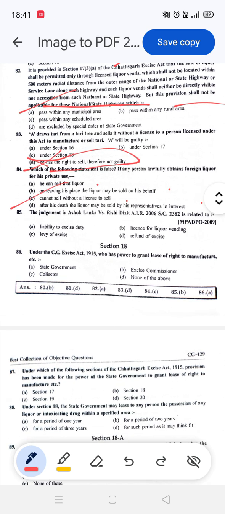Question number 85. The judgment in Ashok Lanka versus Rishi Dixit 2026 SC 238382 is related to license for liquor vending. Question number 86. Under the CG Excise Act 1950, who has the power to grant lease of a right to manufacture? Question number 86. Correct option is A. State government has a power to grant a license of a right to manufacture.